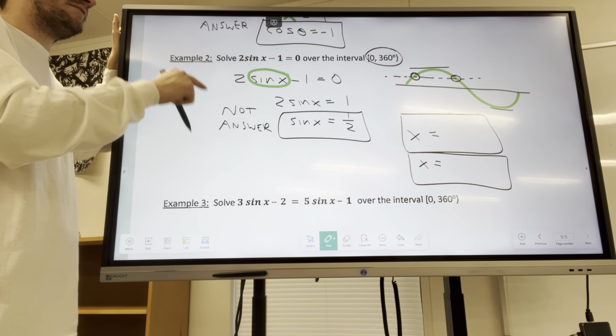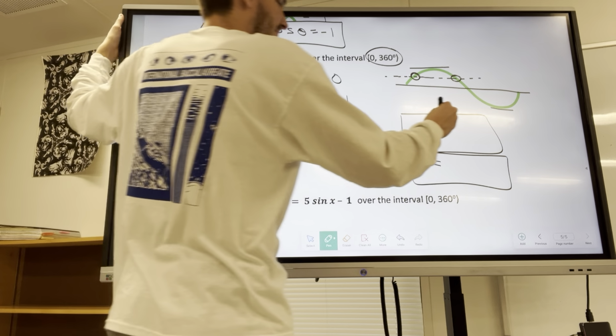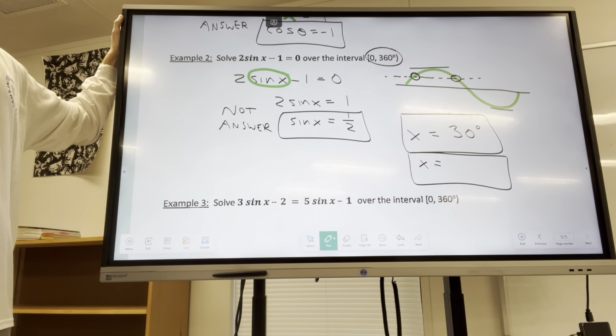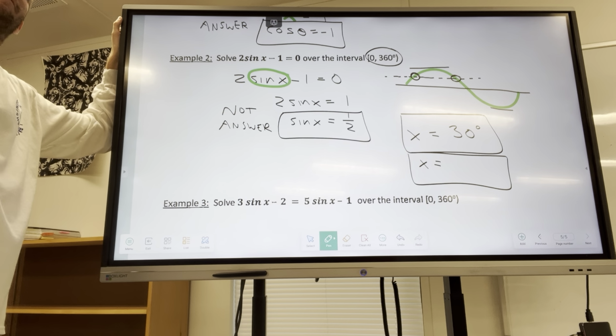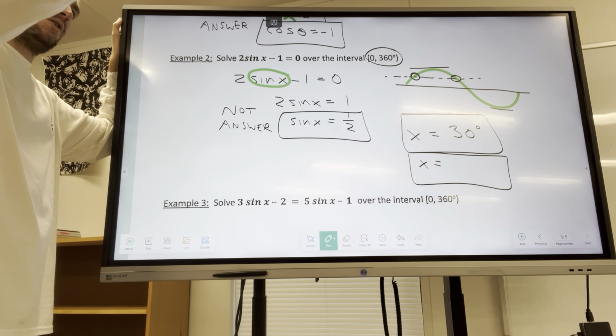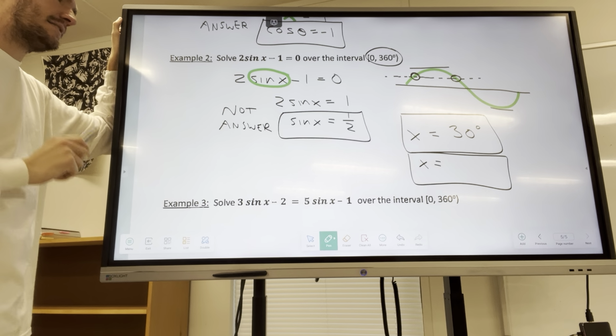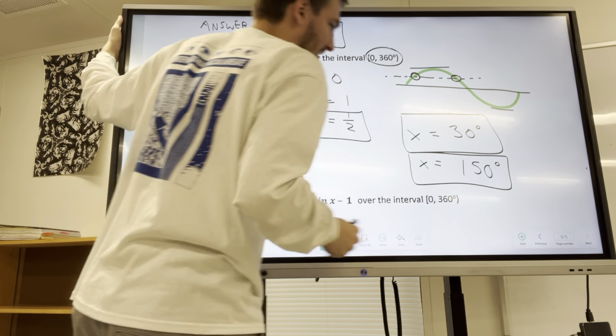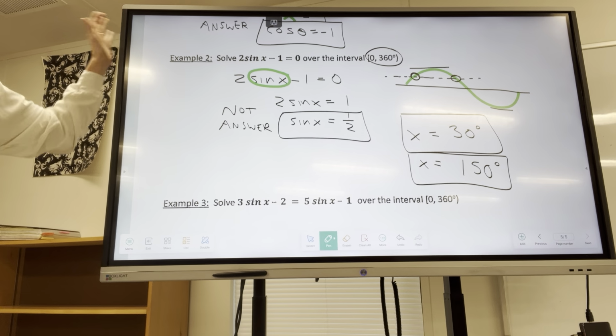The sine of 30 is 1/2. Very good, 30 degrees. Sine is positive in the first and second quadrant, a smart trig class, and so 150 is the other one. And those are our 2 answers. Perfect.